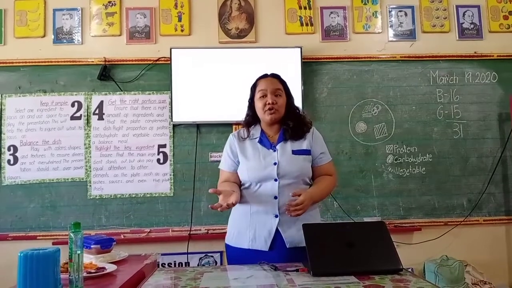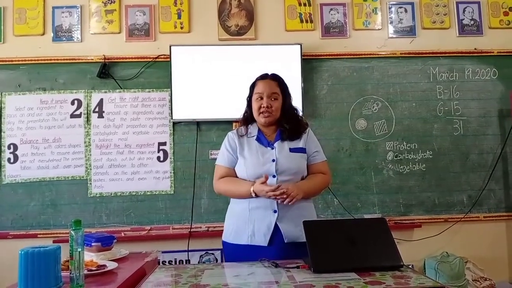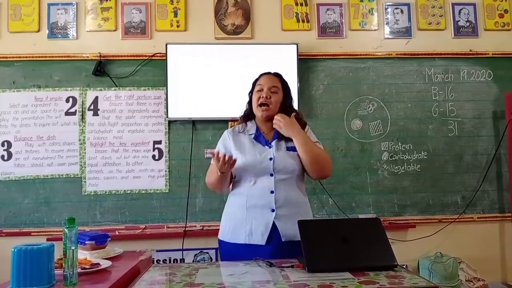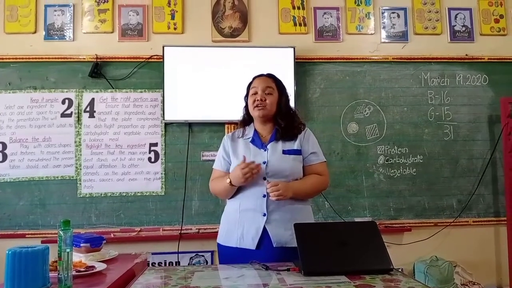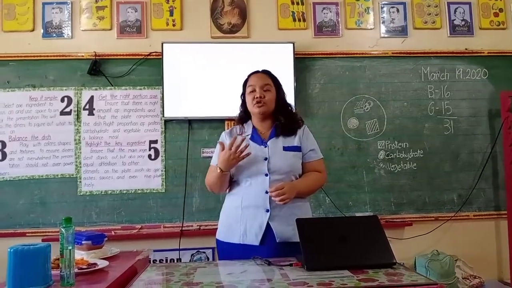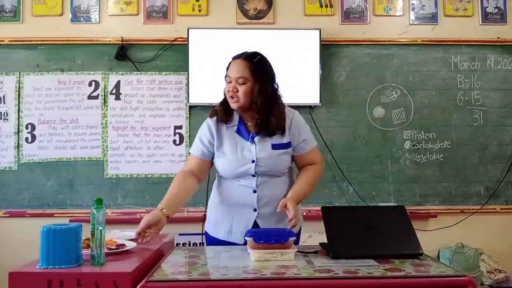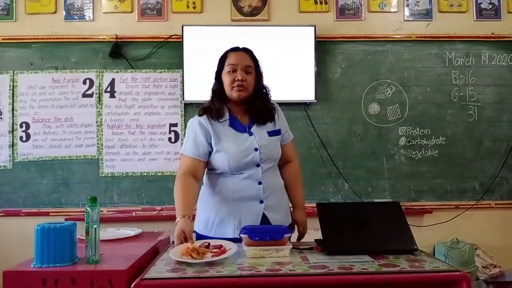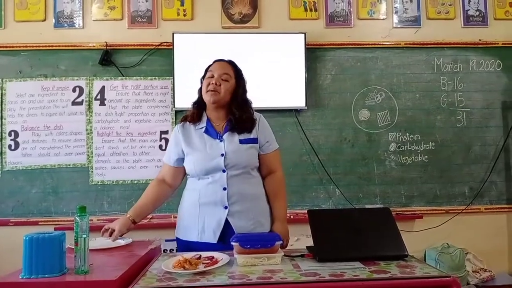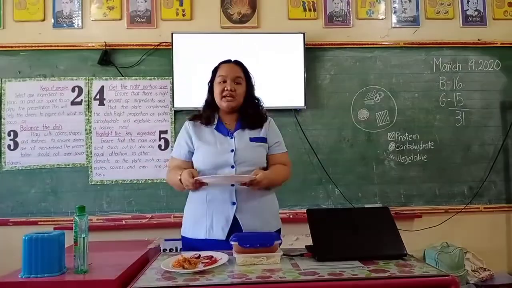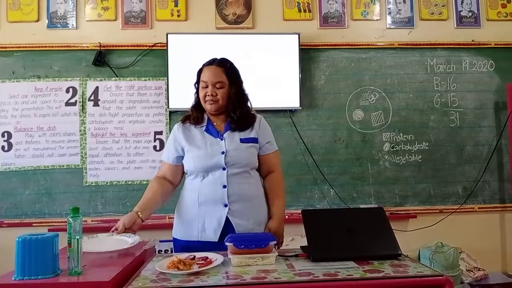Using the same group from the earlier activity, the 4 different groups, I will provide each group with the ingredients that they will use for the food plating. We have your carbohydrates, we have your protein, and of course your vegetables. I will also prepare your own plate that you will use for the plating.